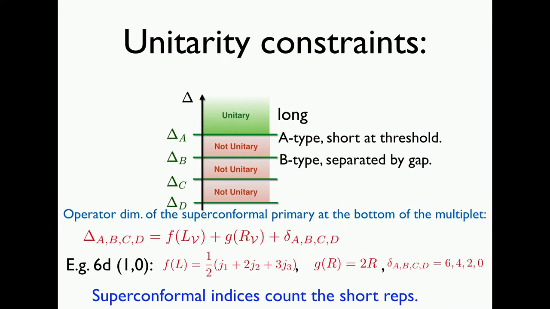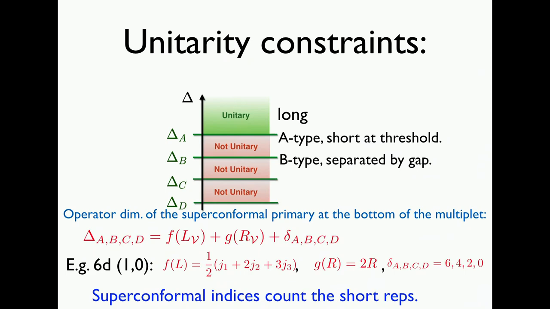Then there's a gap where no operators can exist, and then there can be some new short operators called, for instance, B multiplets. And then there could be another gap, and then there could be more short operators, let's call them C, with some specific dimension, delta C. In five dimensions, we have short multiplets of this type, A, B, and C, and in six dimensions, we have one more, which is called D.